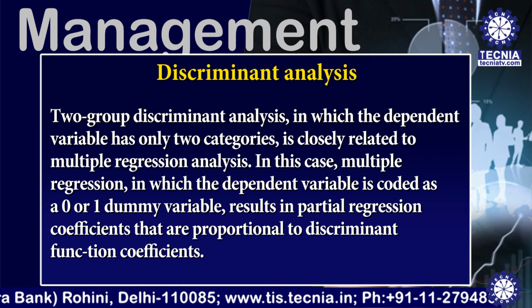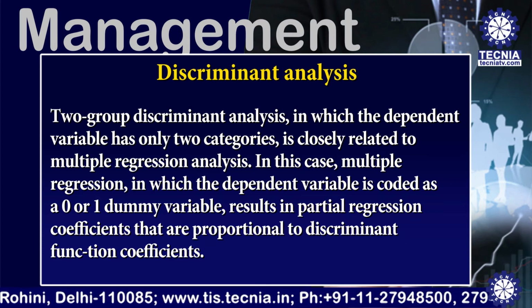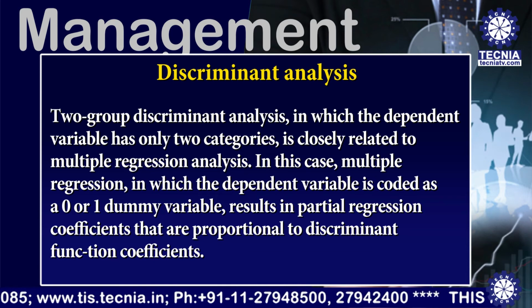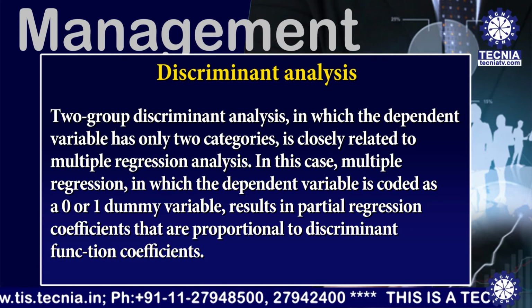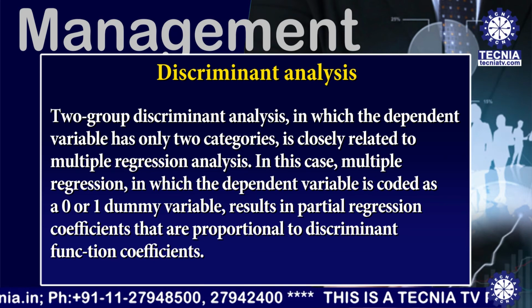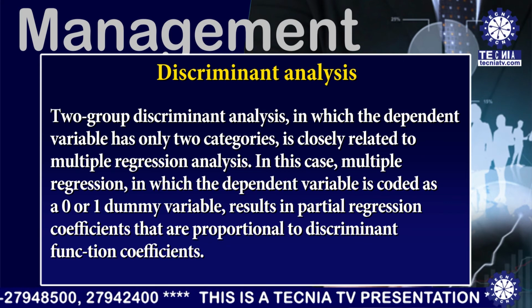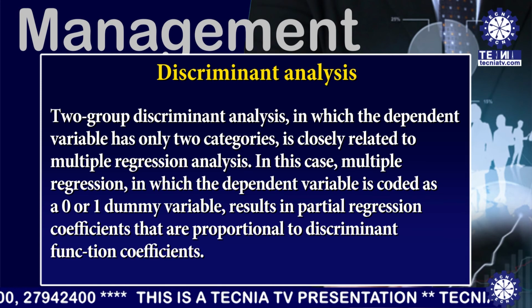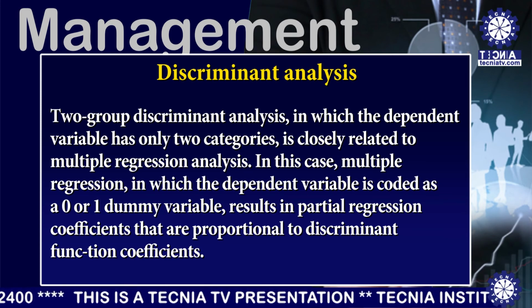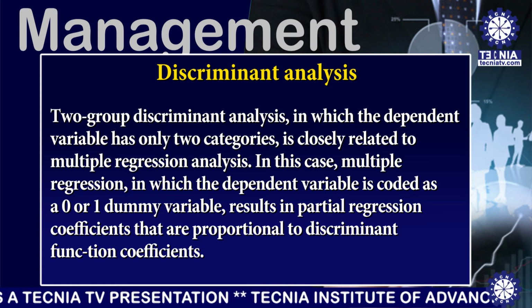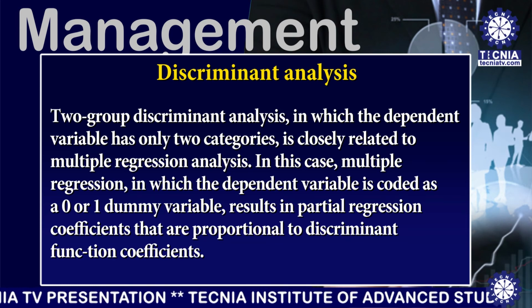Two-group discriminant analysis in which the dependent variable has only two categories is closely related to multiple regression analysis. In this case, multiple regression in which the dependent variable is coded as a 0 or 1 dummy variable results in partial regression coefficients that are proportional to the discriminant function's coefficients.